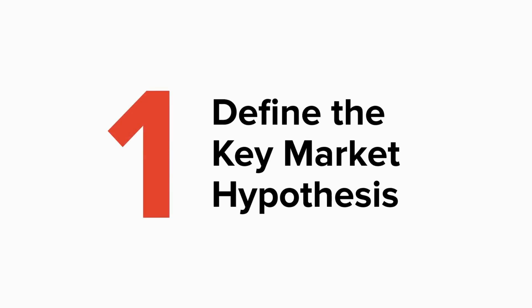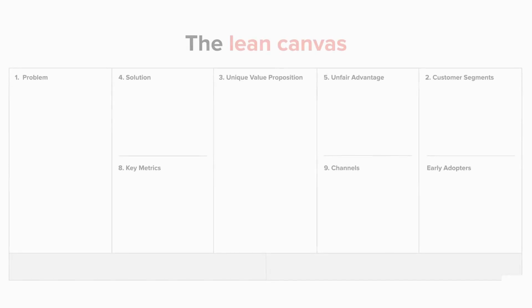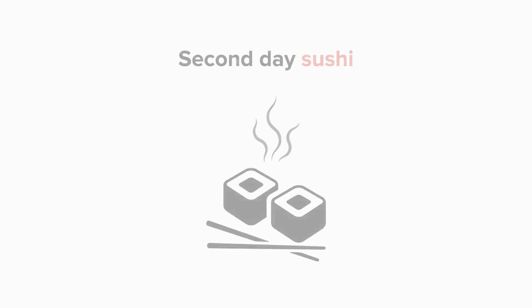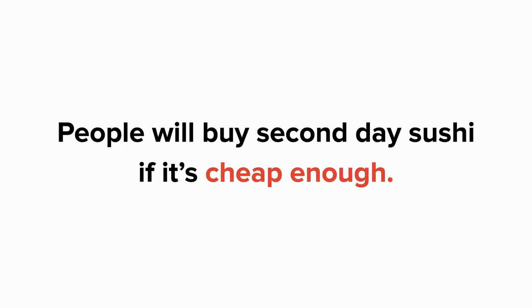The key market hypothesis. The key market hypothesis is where we're trying to state the key belief or assumption about the market that we can prove or disprove. One way you can get this is by looking at the lean canvas. And if you combine your problem with your early adopters and the solution, you can get to your key market hypothesis. So let's go back to the second-day sushi example. The key market hypothesis there is that people will buy second-day sushi if it's cheap enough.